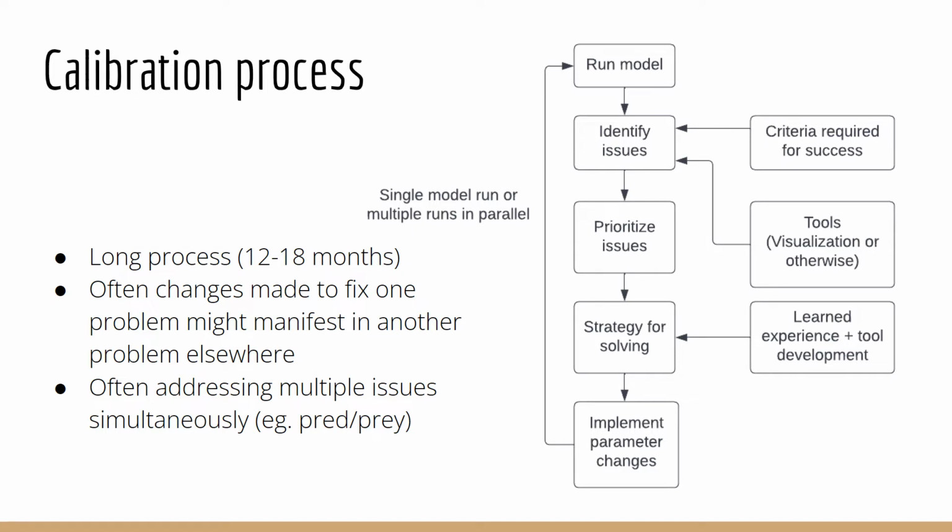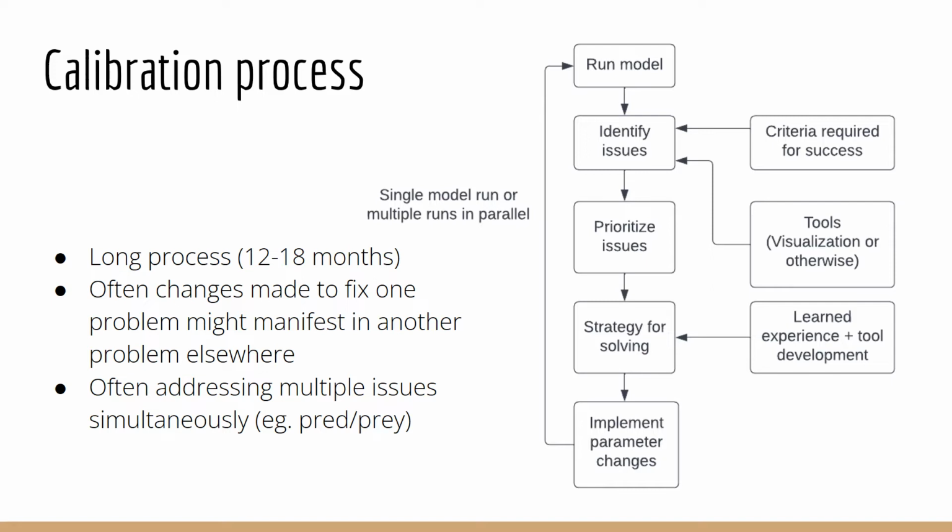So what does the calibration process actually look like, at least to us in the Northeast Fisheries Science Centre? So we can represent this process by this flowchart on the right here. So the model is run. Issues are then identified using a set of available tools and a set of defined criteria. Once these issues have been identified, then they need to be prioritized. So a strategy for determining the cause of the problem needs to be employed. This often comes from experience or the use of exploratory tools or reaching out to others with more experience than us.